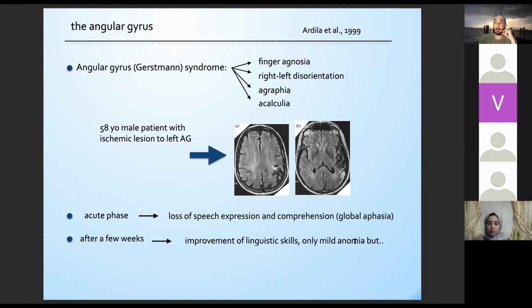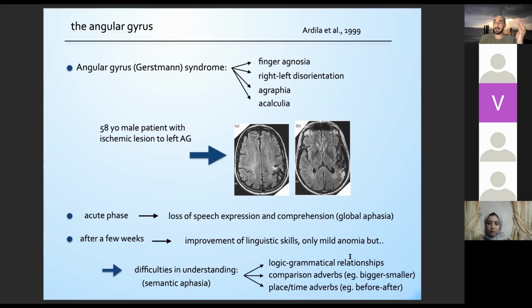So mild anomia, but he was still presenting some difficulties in understanding logical grammatical relationships, comparison adverbs, like bigger, smaller, place-time adverbs before and after, okay? So this might give you some hints to Yasu's question, which is, where is logical grammatical processing? Where do you process numbers? Maybe the angular gyrus plays a critical role with that. And maybe it plays this role along with other kind of representations that are present in the frontal regions. More specifically, BA 45 and 47, okay?